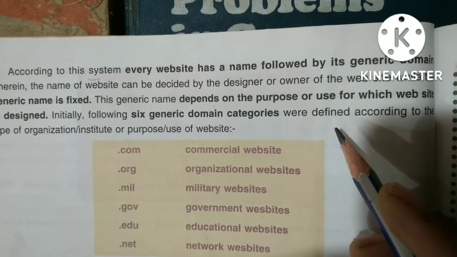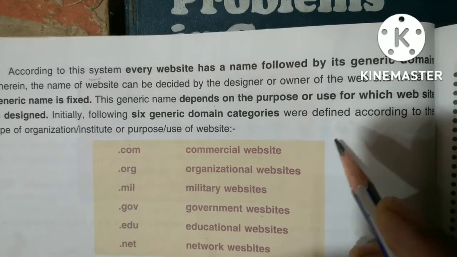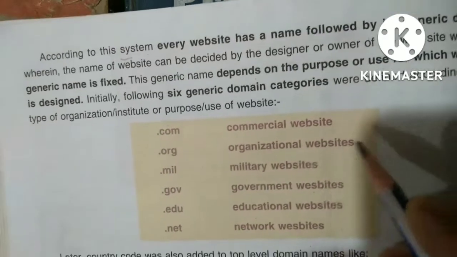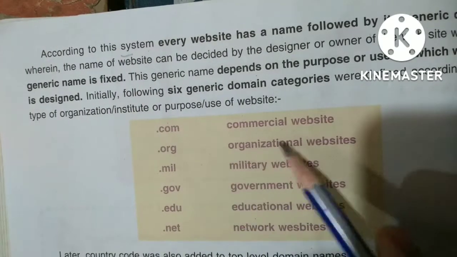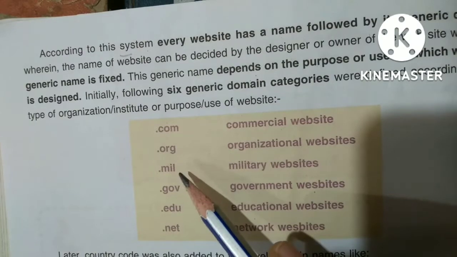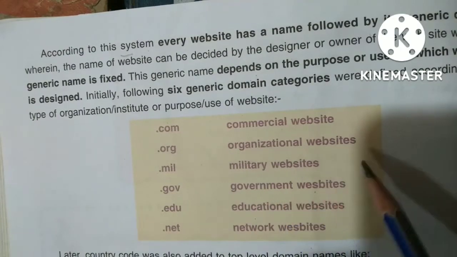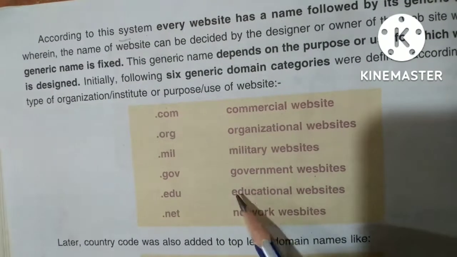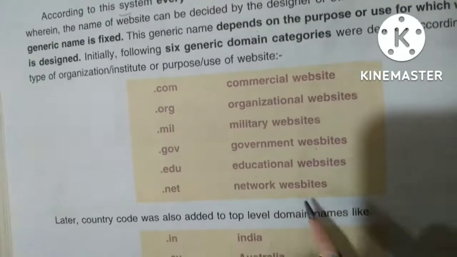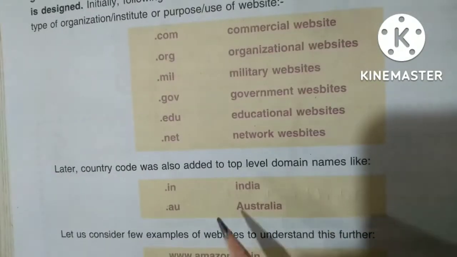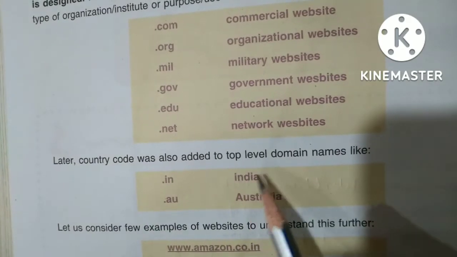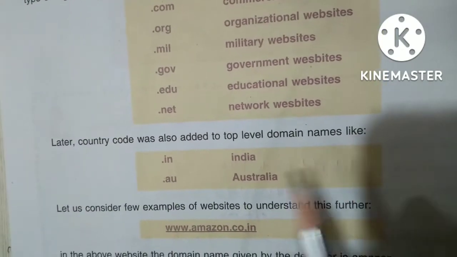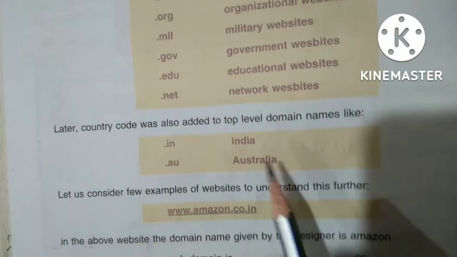Initially, the following 6 generic domain categories were defined according to the type of organization, institute, or purpose of use of the website. .com, commercial websites. .org, organizational websites. Military websites, government websites, educational websites, network websites. Later, country codes were also added to top level domain names, like .in for India, .au for Australia.